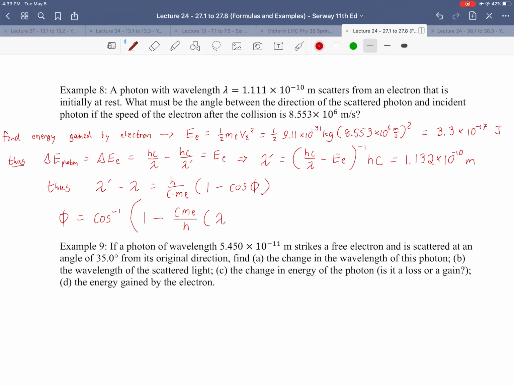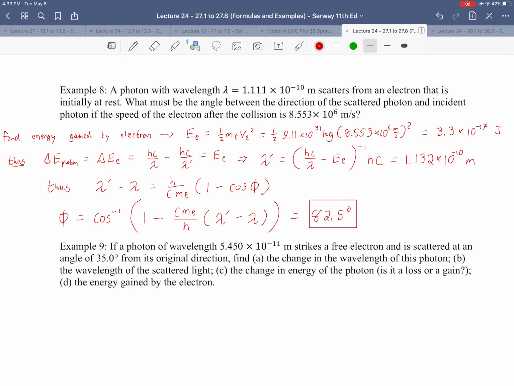The change in wavelength is the longer wavelength minus the shorter wavelength. All right, and that gives us 82.5 degrees. So it's a huge amount of scattering because the photon lost a significant amount of energy. Obviously it could scatter more. It could scatter up to 180 degrees if it was kicked back. But still, this is a large scattering angle in the scheme of things, almost a 90-degree turn. All right, but there you go.